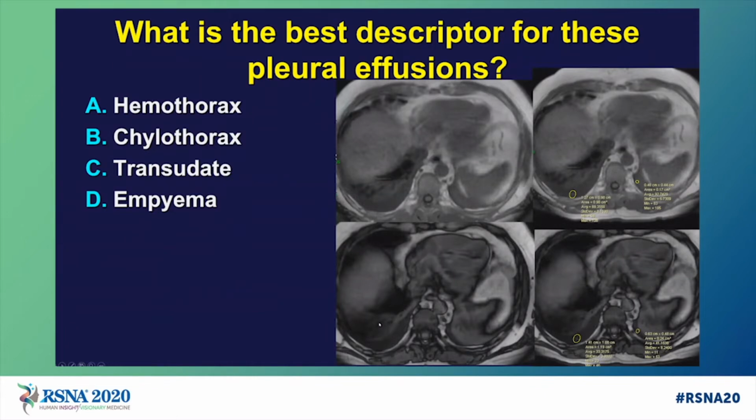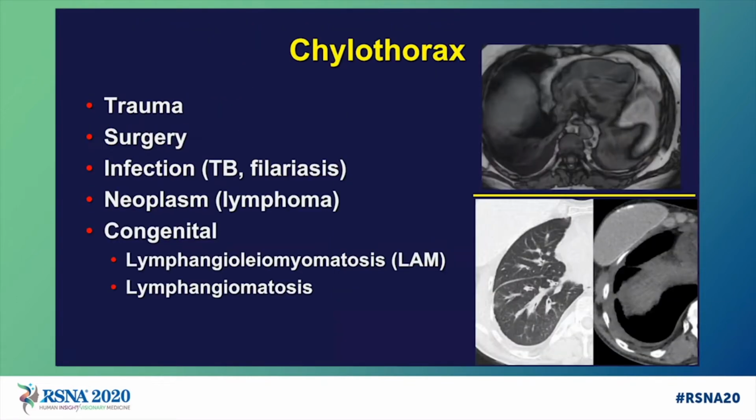And so the question arises this time, what is the best descriptor for these pleural effusions? Are these representative of hemothoraces, chylothoraces, transudates, or empyemas? Now, these are dropping on the opposed phase image, and those of you who picked that up very accurately thought that this would be a very good appearance for a chylothorax.